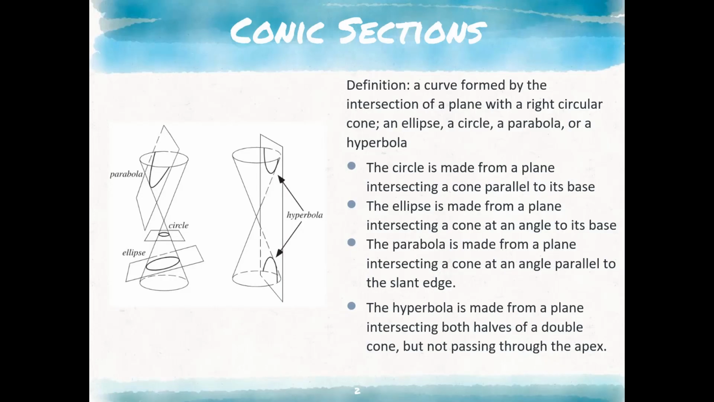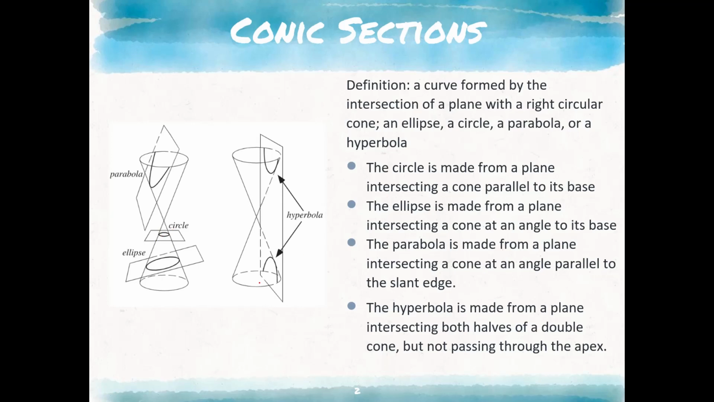First, let's talk about conic sections and what they are. Basically the entirety of this unit. A conic section is just a curve that's been formed by an intersection of a plane with a right circular cone. There are four things that exist. We can get an ellipse, a circle, a parabola, or a hyperbola. A circle is when a plane is intersecting a cone parallel to its base. So, like right here, you'll see it right there.